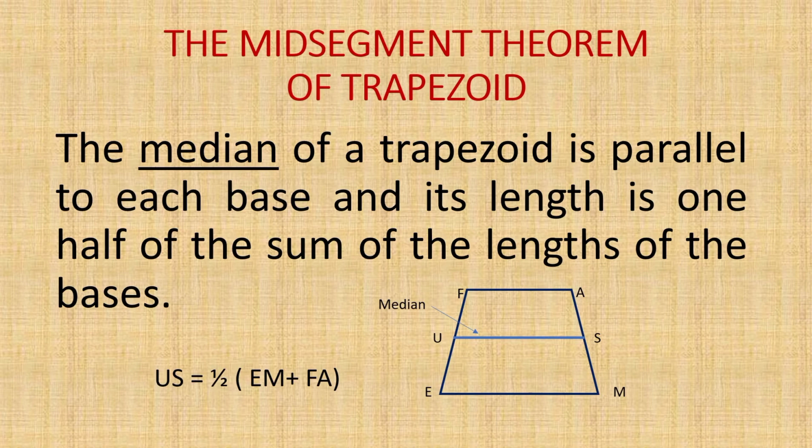And to solve for the length of US, that is equal to 1/2 of the sum of the two bases. And what are these two bases? We have EM and FA. So US is equal to 1/2 of the sum of EM plus FA.